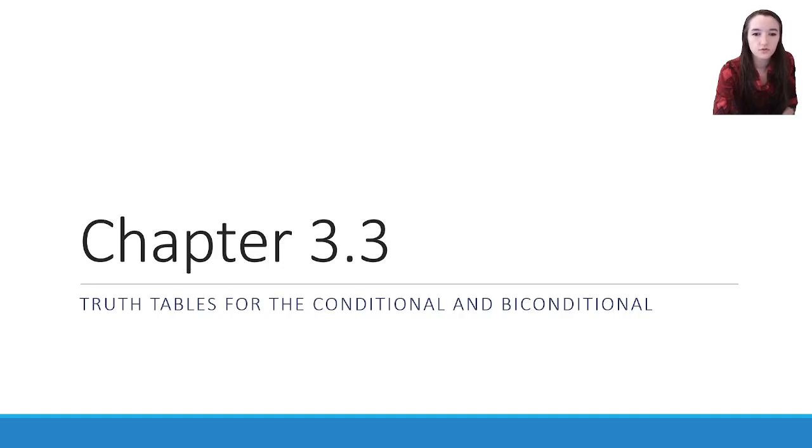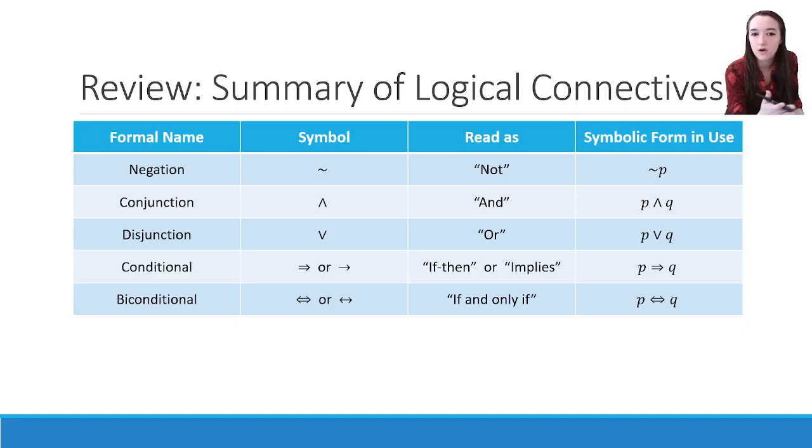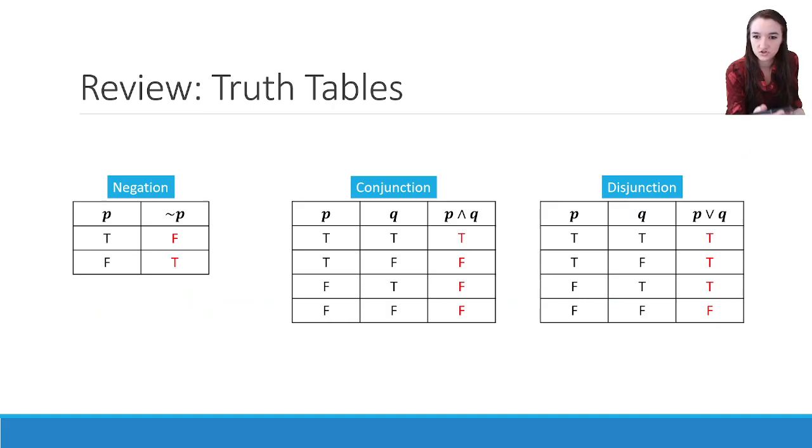Chapter 3.3, Truth Tables for the Conditional and Biconditional. So in this chapter, we're going to hit on the last two of our truth table operations. So we've seen the truth tables for negation, conjunction, and disjunction right here, and now we're going to see conditional and biconditional.